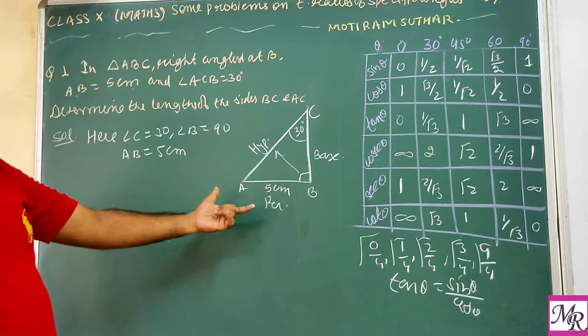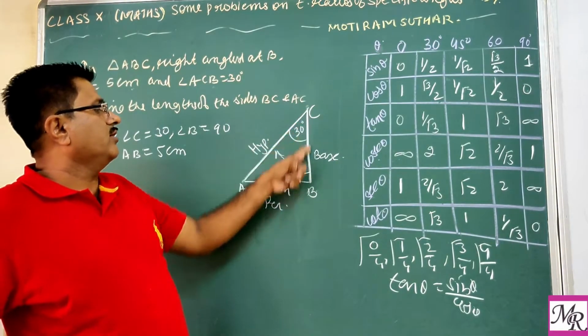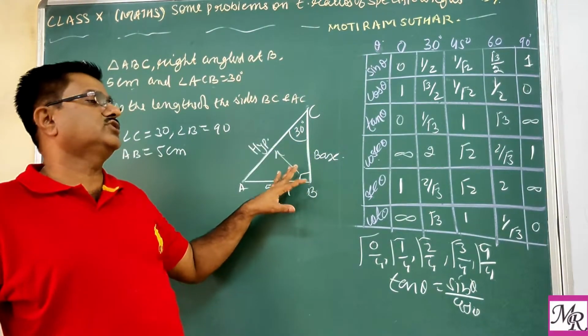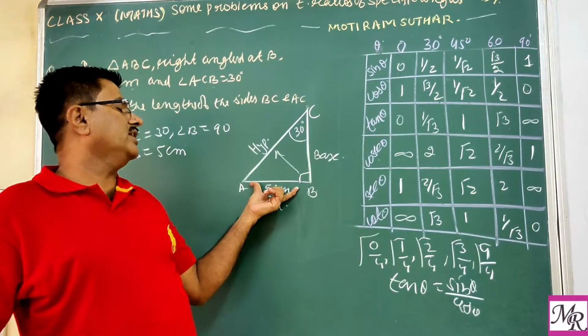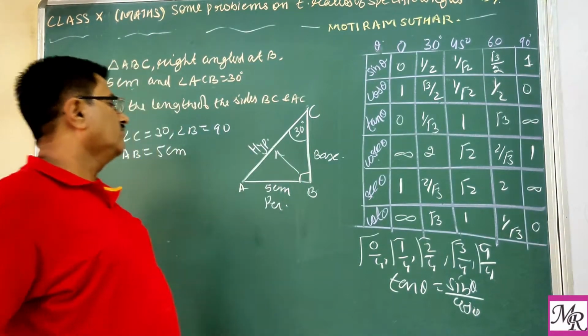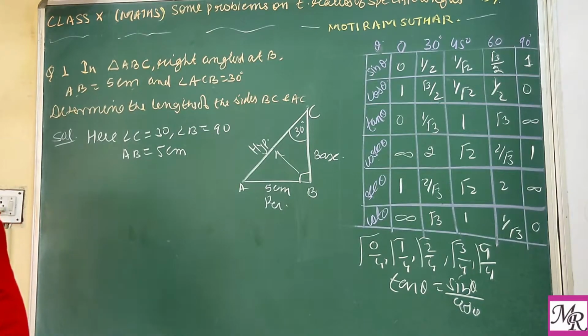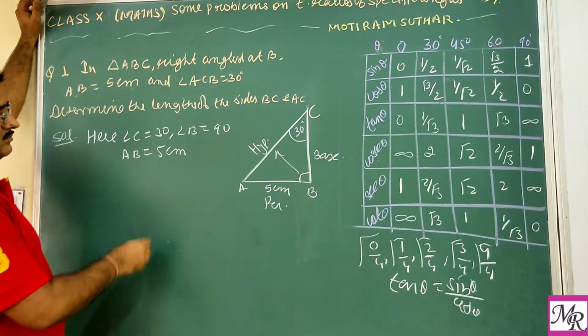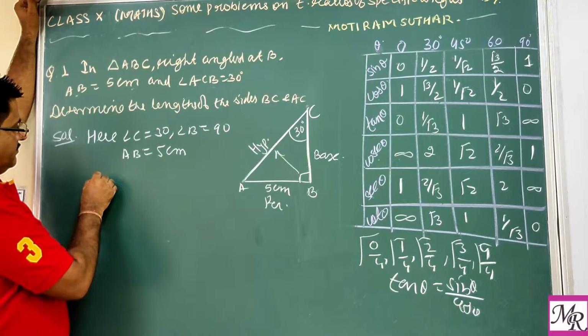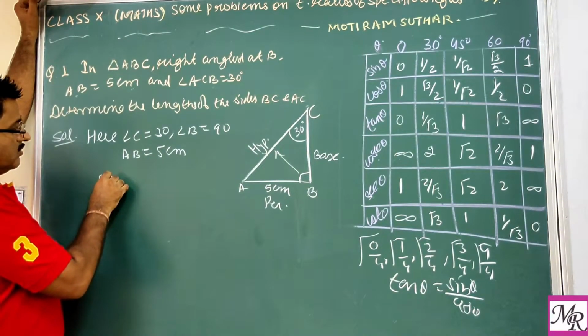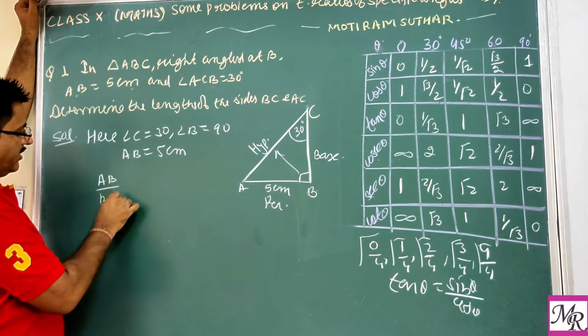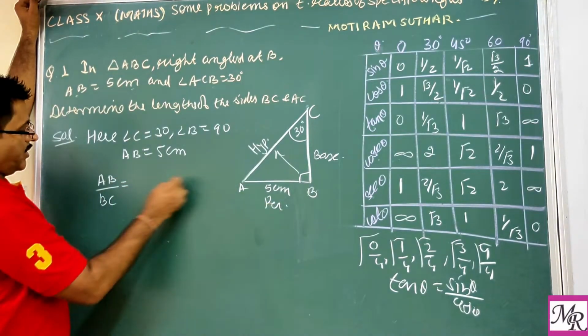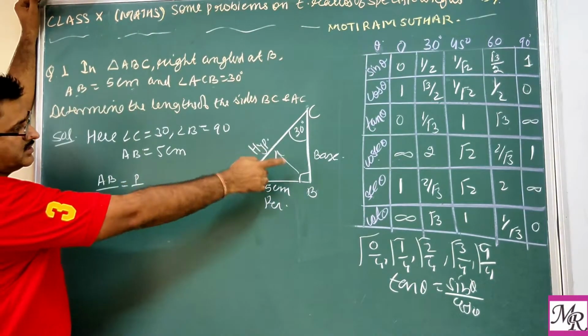Now AB is given, we have to find BC. So you have to take the ratio in such a way that one side is given and one we have to find. Clear? So AB is given and BC we want to find. So this is the perpendicular and this is the base.